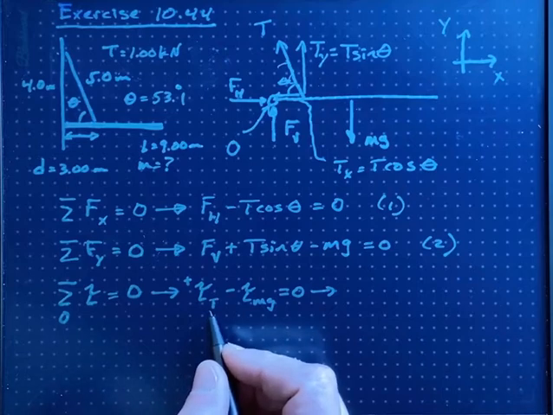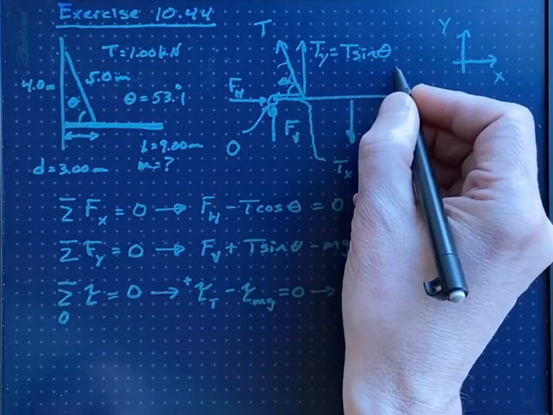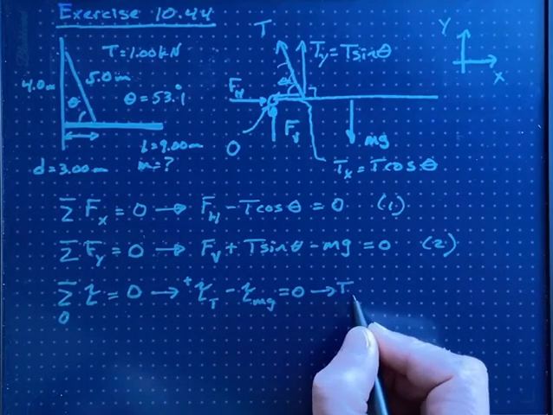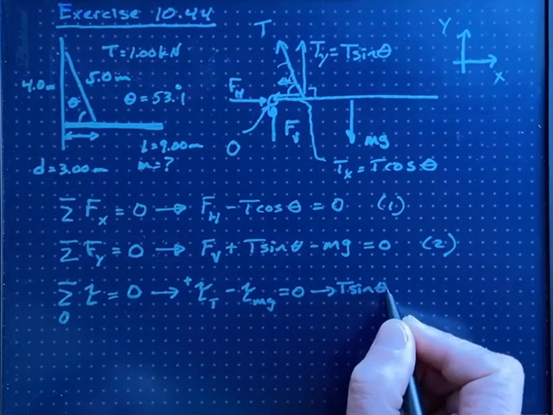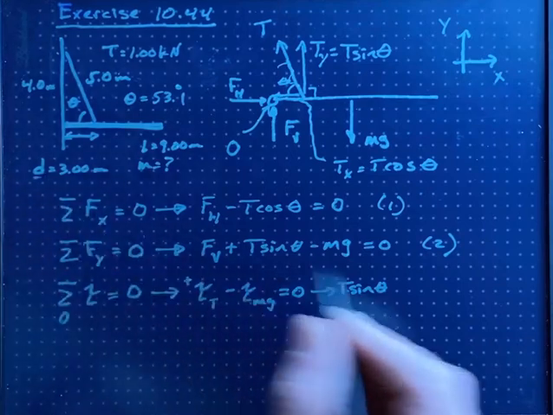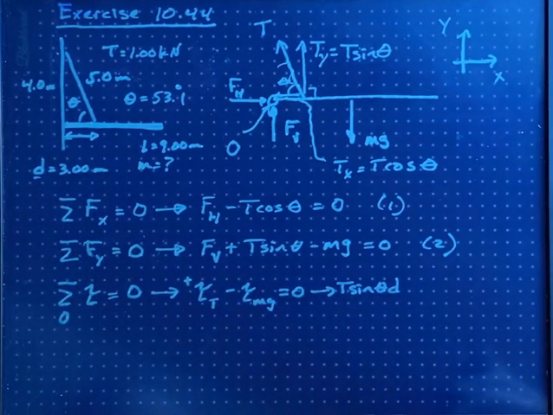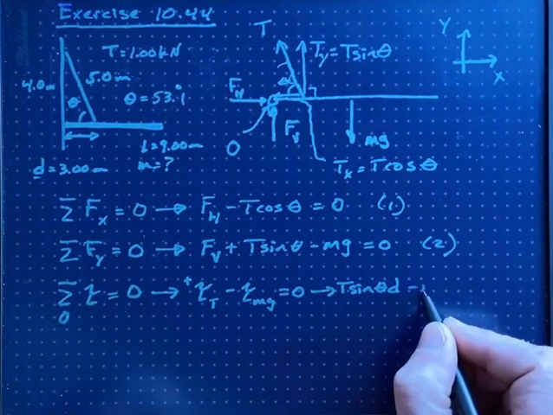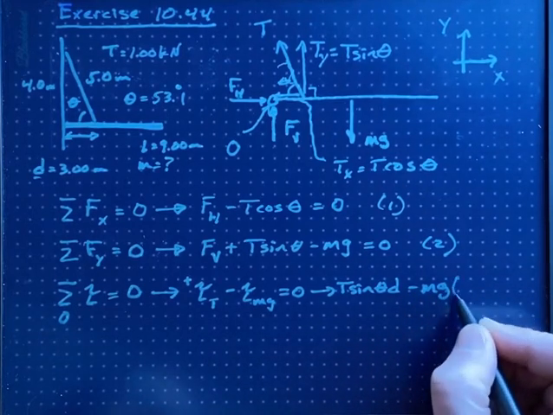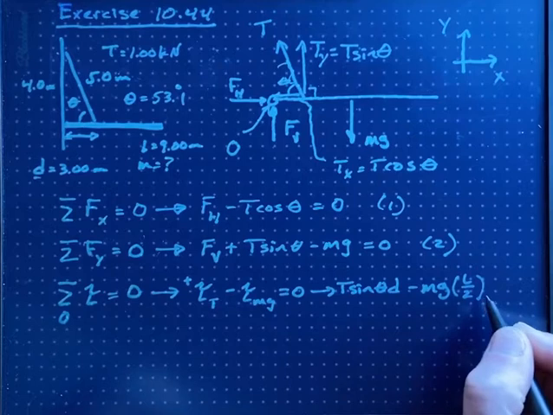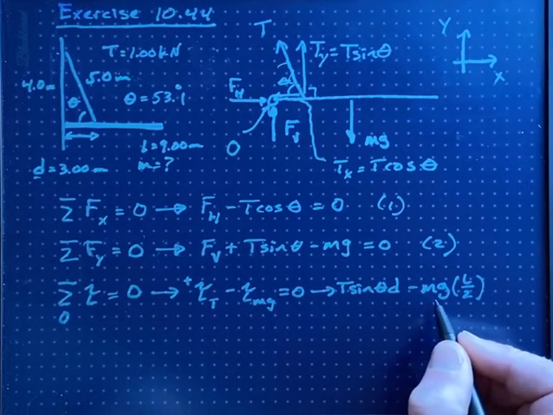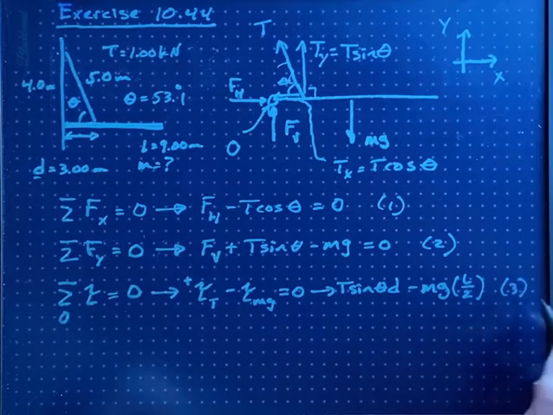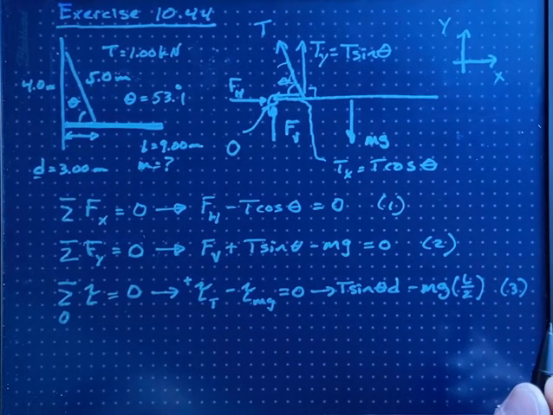The torque due to the tension force is the y component of the force. You see it's already perpendicular. So it's T sine theta times the attachment distance for the moment arm. And for the weight, its lever arm is half the length of the beam because the weight is located at the center of the beam. So that's the third truth for this system, but this one I can solve.